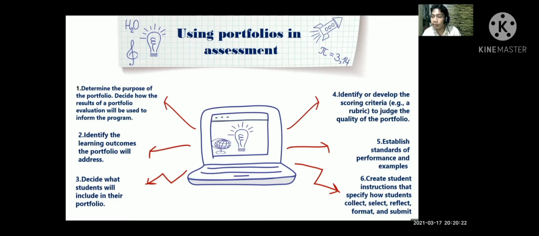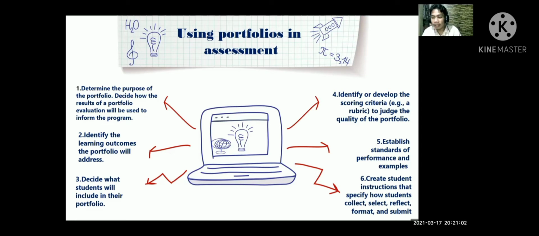And the next one is identify or develop the scoring criteria to judge quality of the portfolio. Minsan, talagang in the end of the grading, hindi lang basta-basta portfolio na compile yung mga meron, kailangan din syempre na parang rubrics ang gagawin. Kailangan systematic siya and organized, hindi lang siya ramble, di ba? Kailangan meron kang rubric sa paggawa ng portfolio to assess the student kung talagang nakikinig sila sa instruction mo.